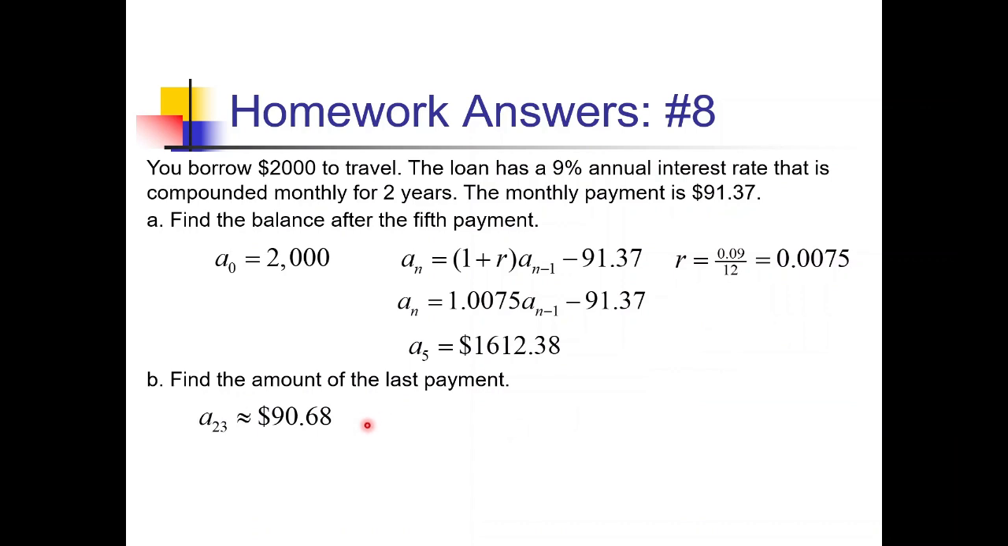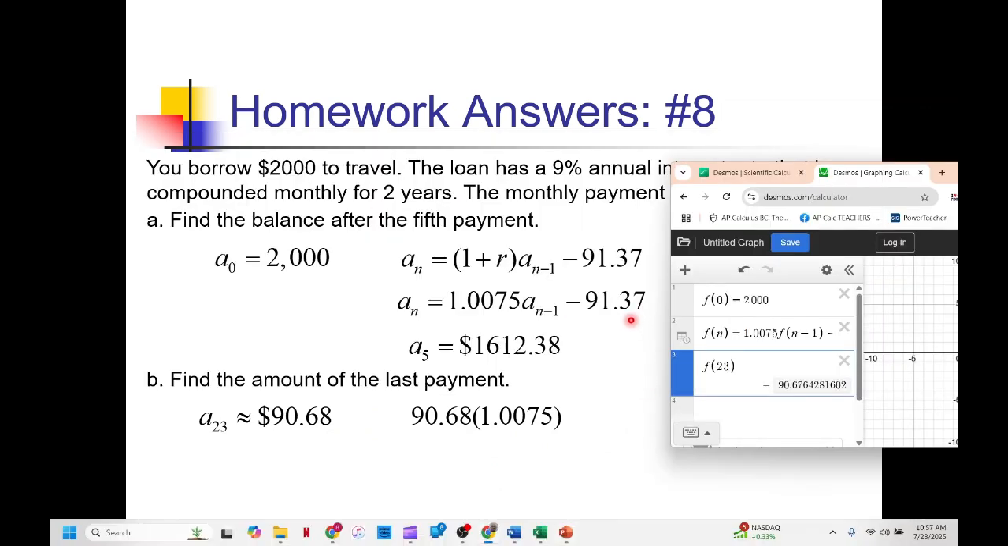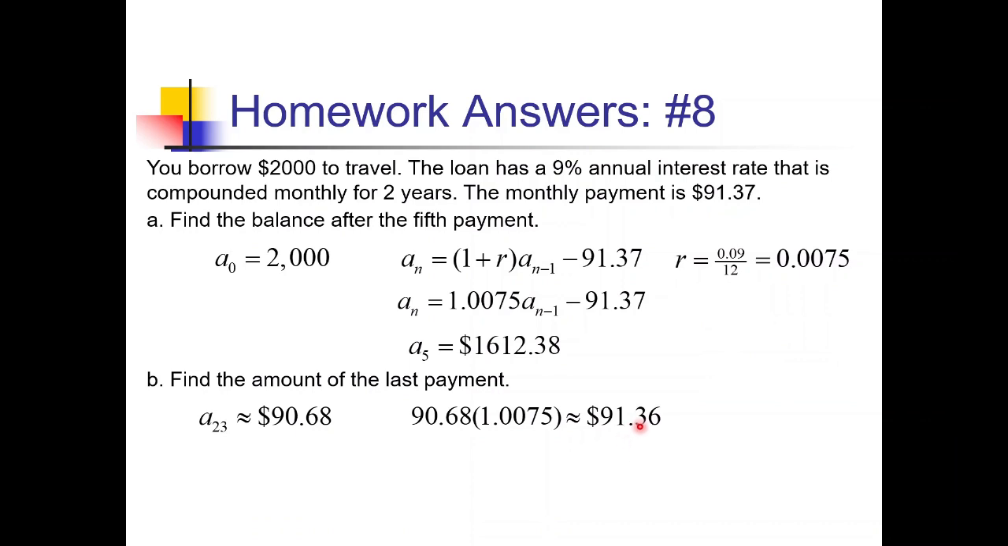Now I'm going to multiply this by my interest rate here, 1.0075, and let's do that on the calculator. So I'll just multiply this up here by 1.0075, and that gives us roughly $91.36. And that is a little bit different than what we had here, the $91.37. Very close, just a cent off. But hey, we get to save a cent on that last payment. Awesome.